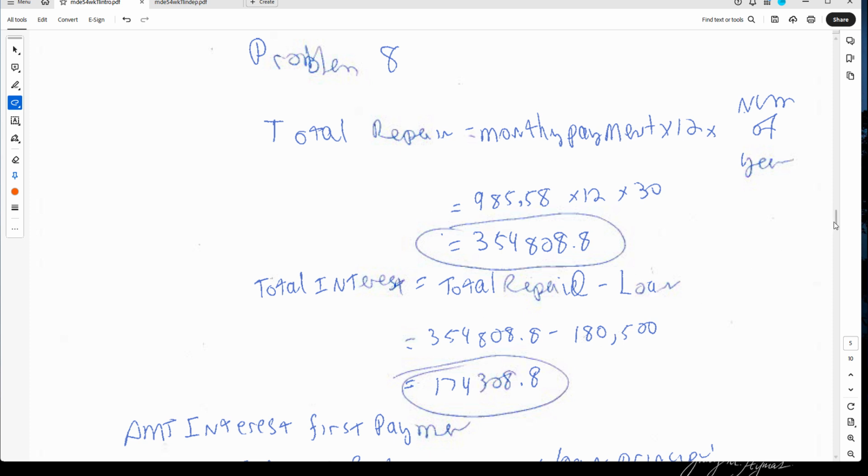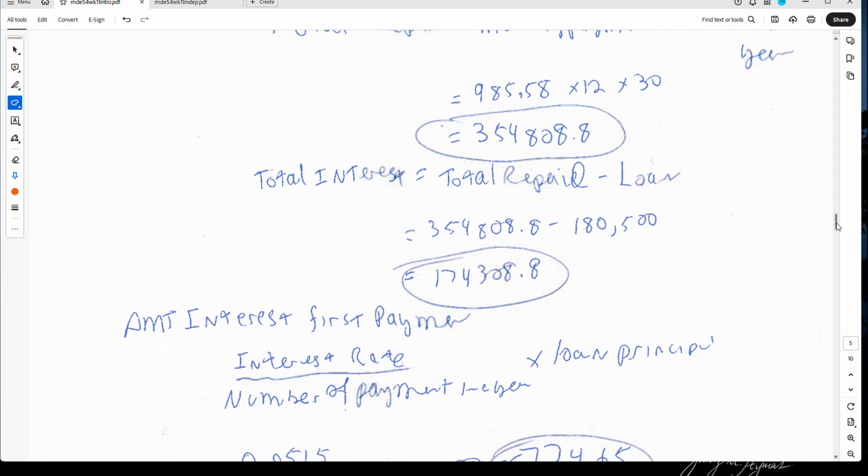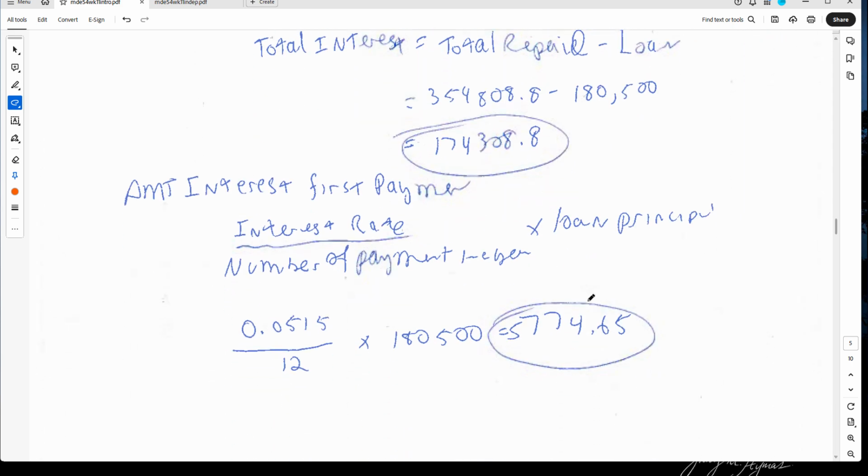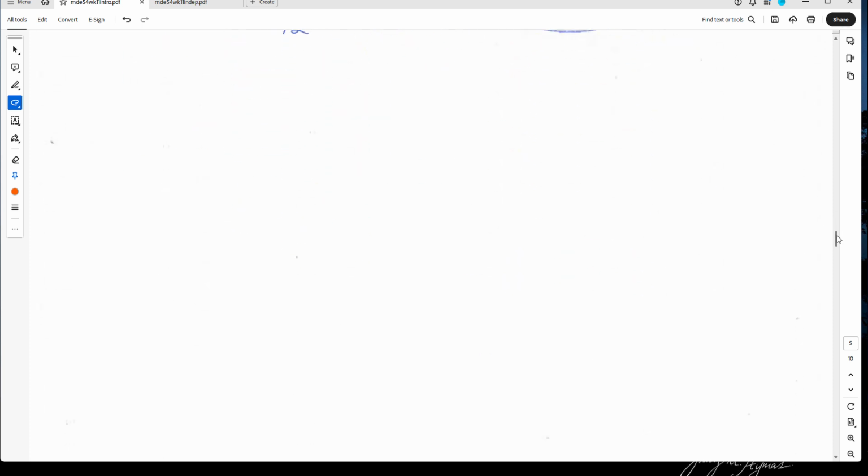The amount of interest in the first payment is right there, $774.65. So you put that in.